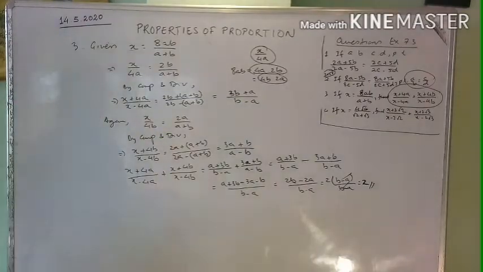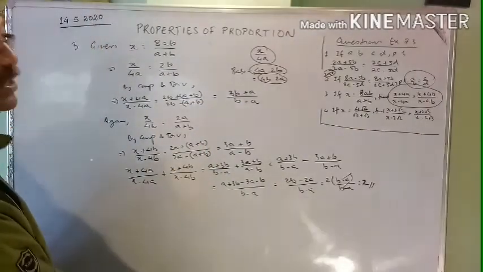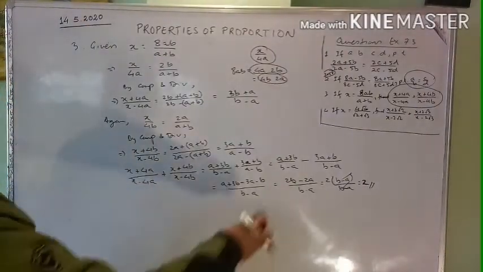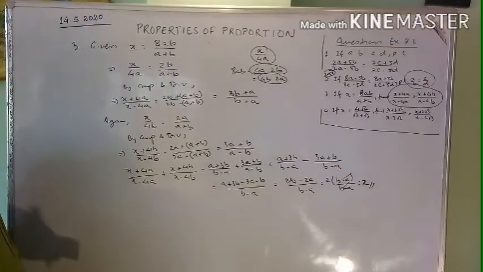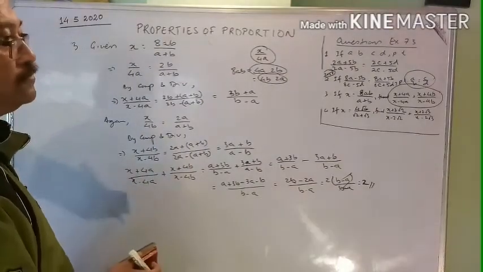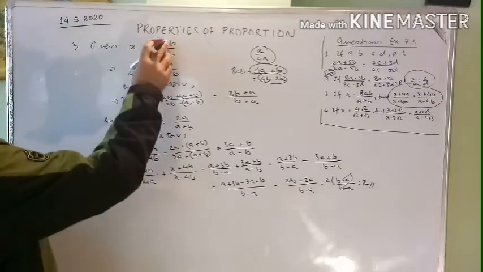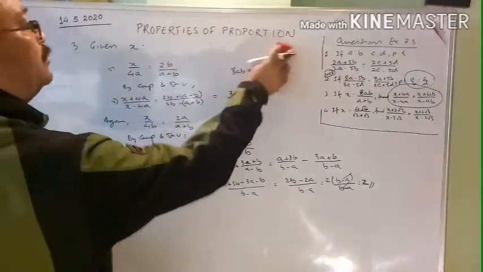Now this type of question's answer always comes 2. Now there is a similar question, but you are given the numerical values there. So let's try number 4. Question number 4. Same way we will do it.